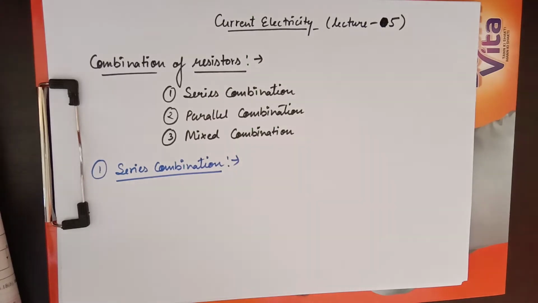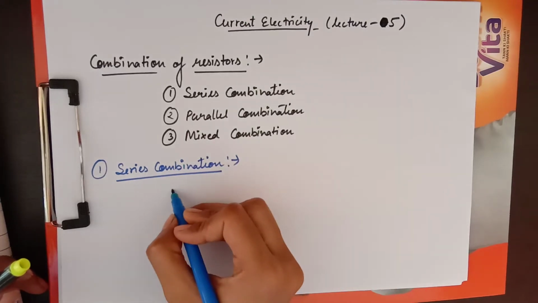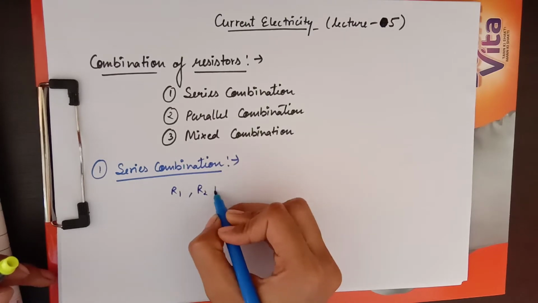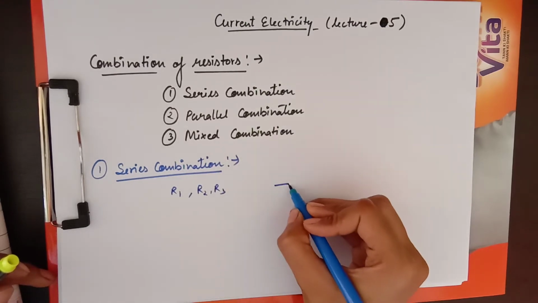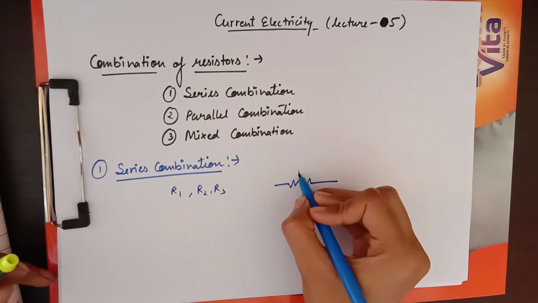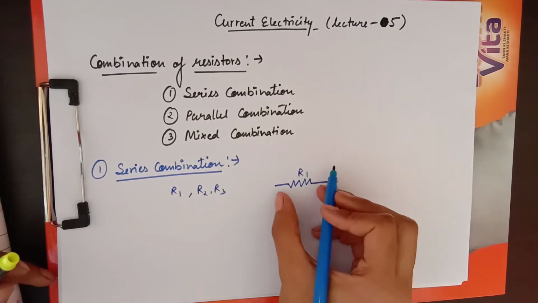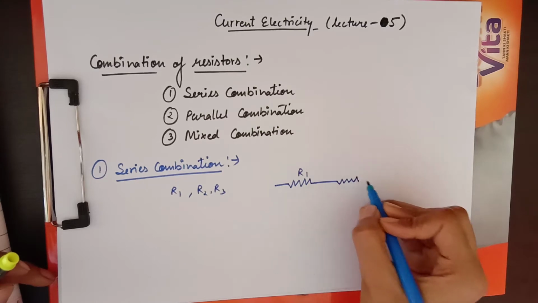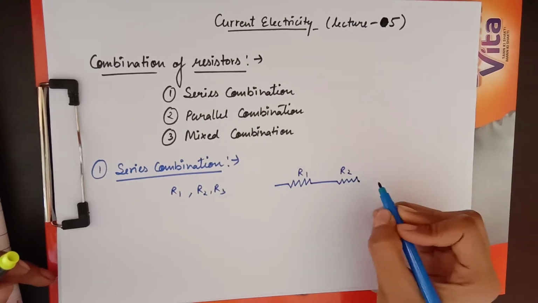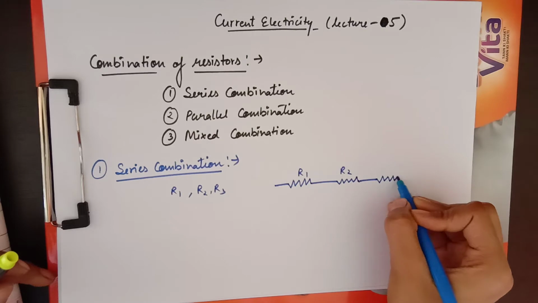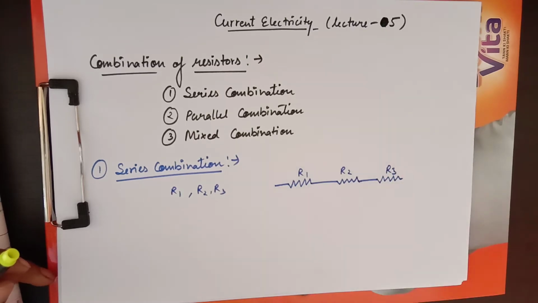Resistors are said to be connected in series combination when one end of one resistor is connected with the other end of another resistor. Suppose you have three resistors, say R1, R2 and R3. If they are connected like this, R1, and one end of this resistor is connected with R2, and this end is connected with another resistor R3, then this type of combination is called series combination.